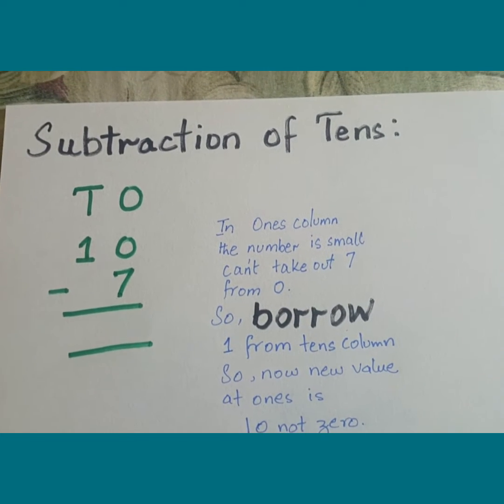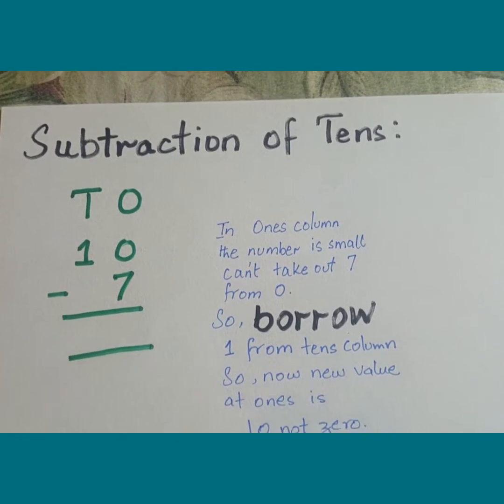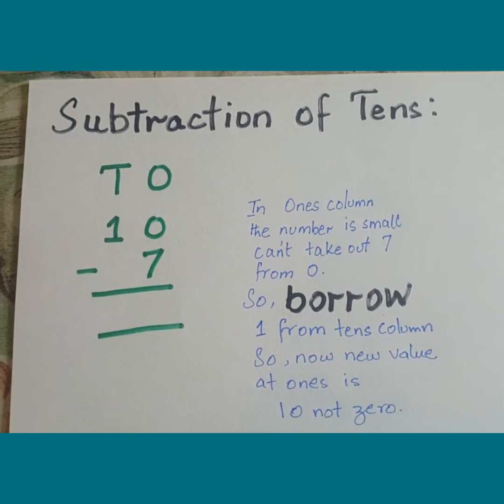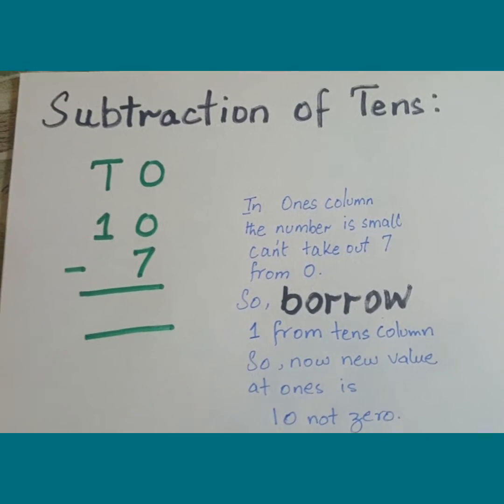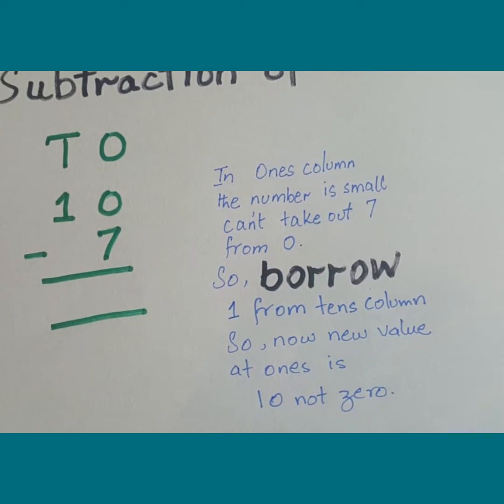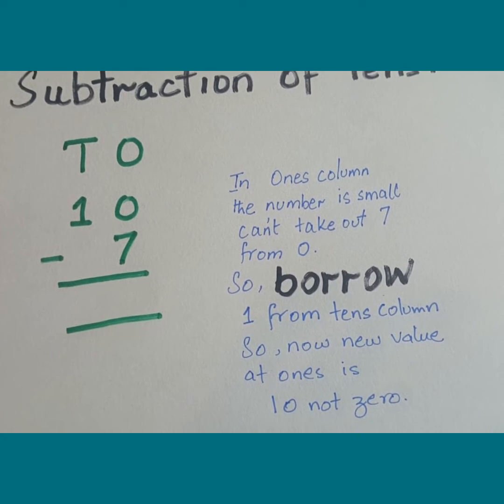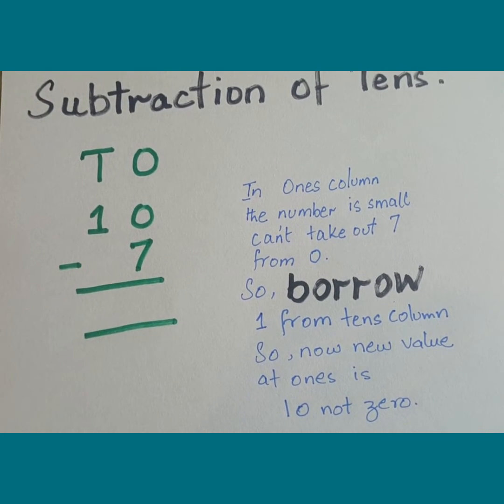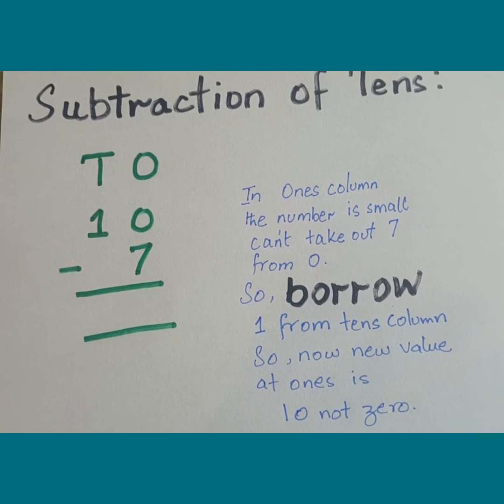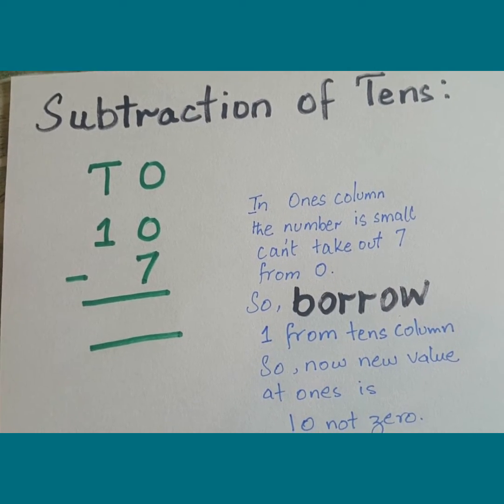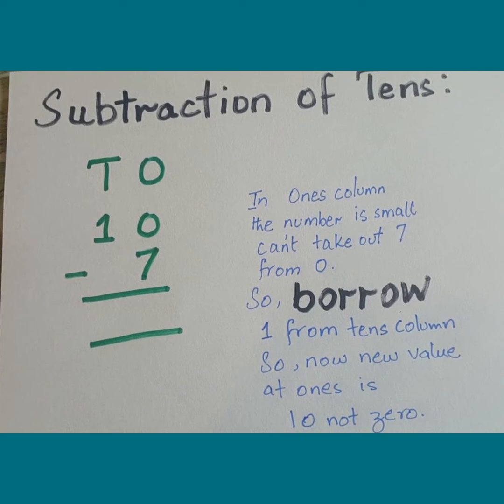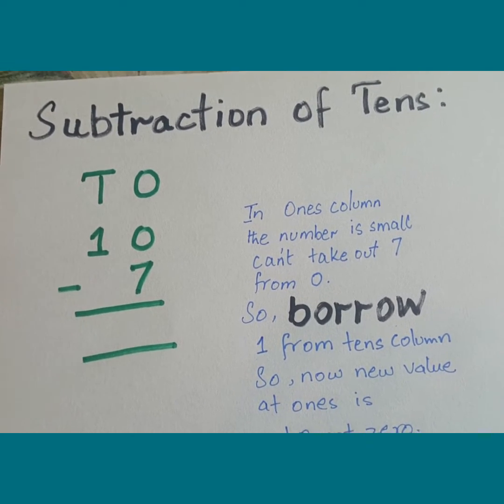Now the subtraction of tens. This concept is a little bit tricky. Now we make two columns or we have now two columns. One is of ones and the other is of tens. Now in ones column we have 0 and in the tens column we have 1 and we have to subtract 7. Now in ones column you can see the number is very small, that is 0, and we cannot take out 7 from it. So now what we will do?